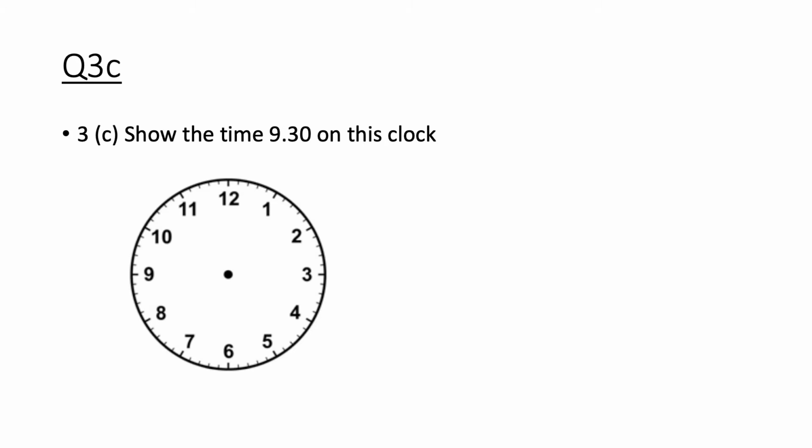Question 3c, show the time 9:30 on this clock. So it's saying 9:30. Now this is my half-past hour, so this is the long hand. So remember that is 5 past, 10 past, 15 minutes past, 20 past, 25 past, 30 past, 35, 40 past, 45 past, 50 past, and 55, and then it's back to the hour. So 9:30 looks something like that. It is like a short arrow, and it's bang in between 9 and 10. So that is 9:30, guys.